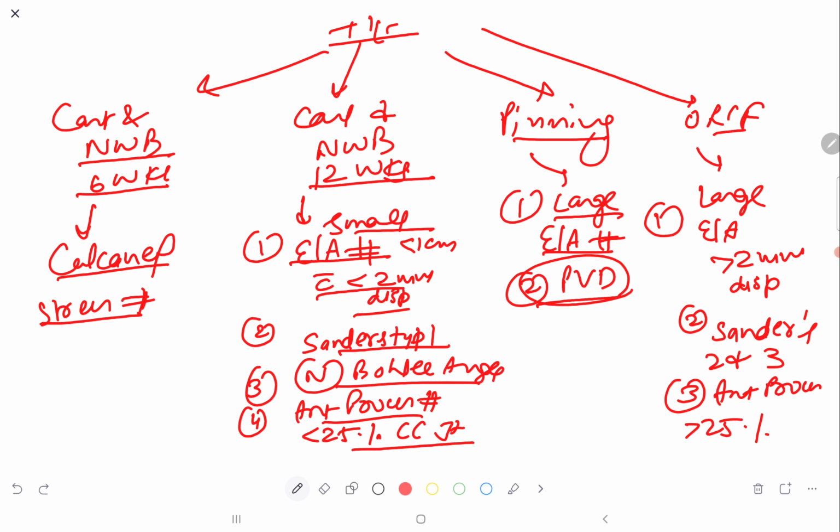ORIF is done in case of large extra-articular fractures with more than 2 millimeter displacement, Sanders type 2 and type 3, anterior process fracture with more than 25% of calcaneocuboid joint involvement.